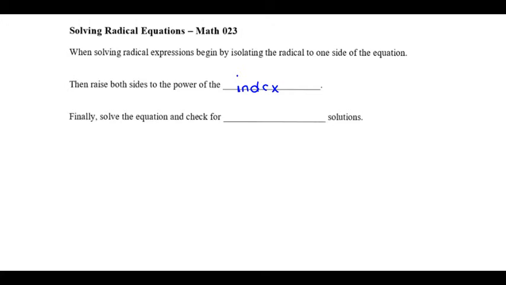And then finally, after you do that, you'll get rid of the radical, then you'll solve the equation, and you do want to check again for those extraneous roots, anything that won't work. Because sometimes when you solve it by raising it to a power, you get an extraneous root in there. So you just want to check your answers to make sure they work in the original equation.